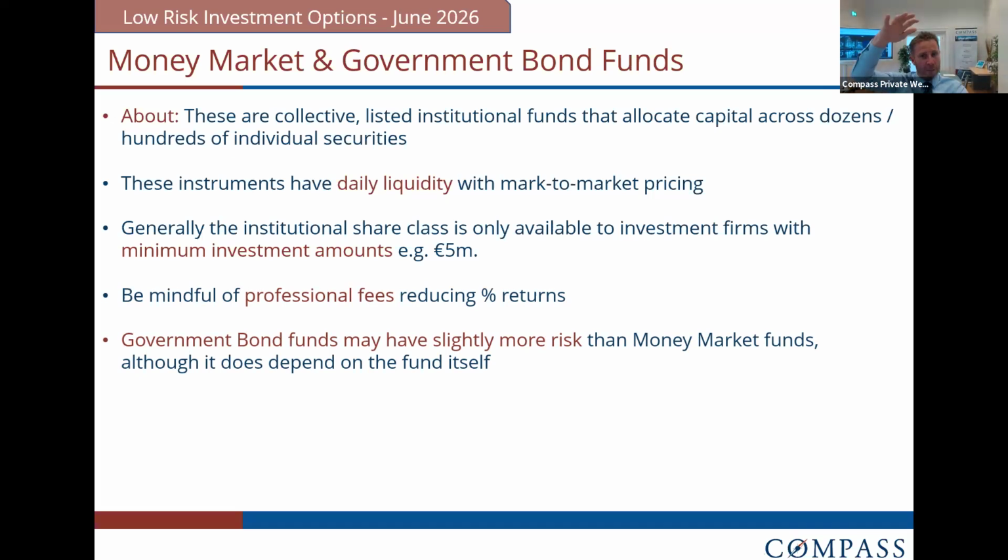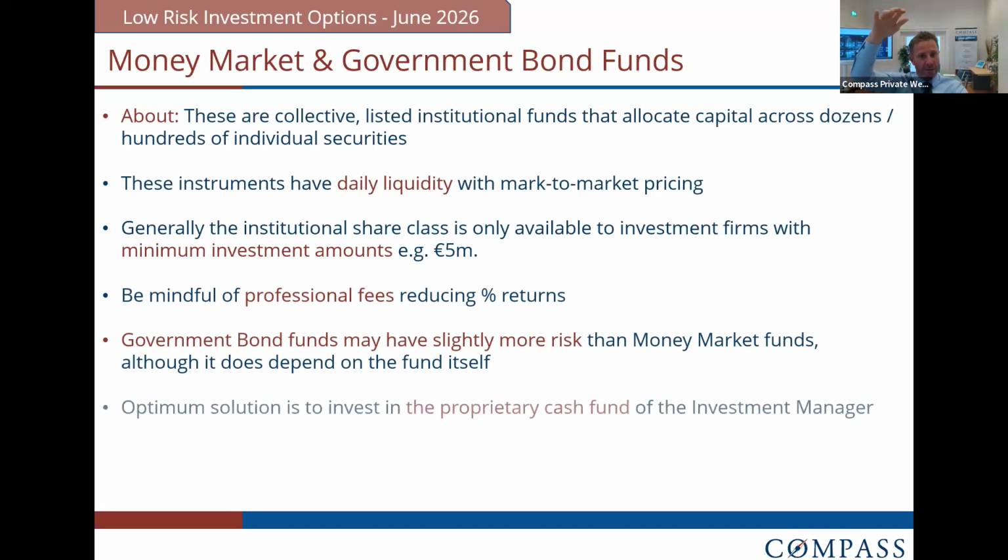Be mindful that government bonds have slightly more risk than money market funds. So we think the optimum solution is investing directly into a fund, bypassing the layer of professional fees and stockbroker fees, and going directly into a fund and having your fees incurred from within the unitized fund structure.